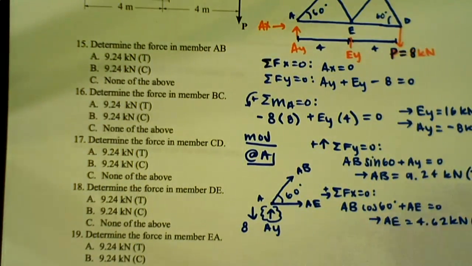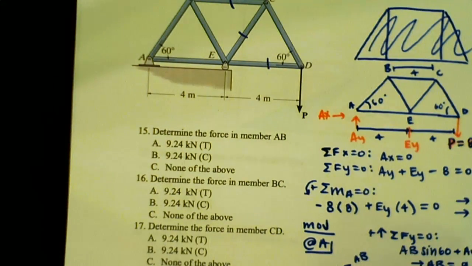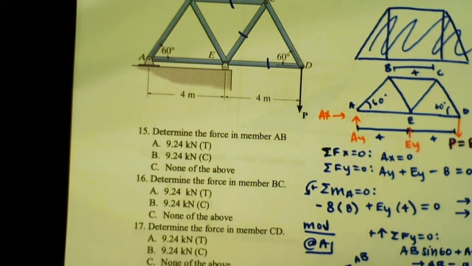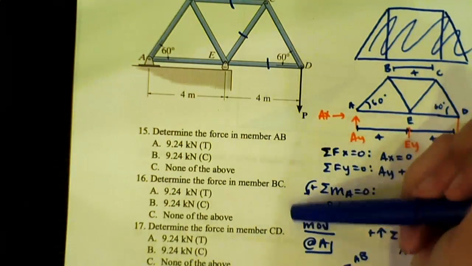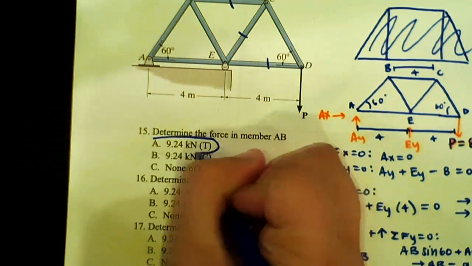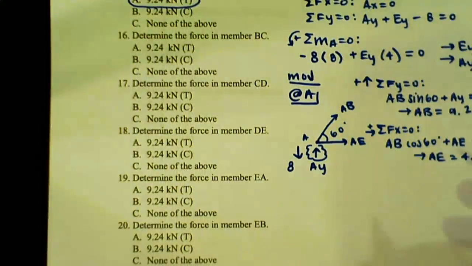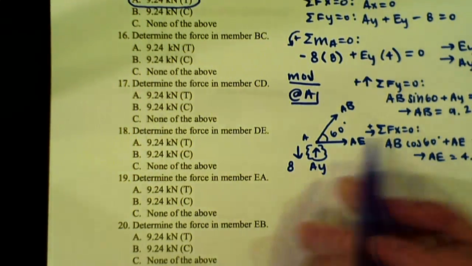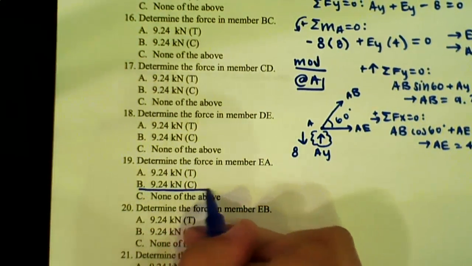Okay. So looking at our answer choices, we found that AB is equal to 9.24 kilonewtons in tension. So what would our answer be for number 15? A. What about for AE? We found that it was 4.62 kilonewtons in compression. That would be C, because none of the above.